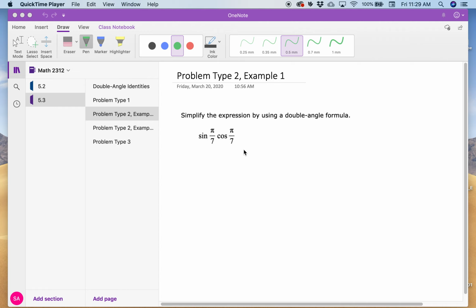Hey everybody, welcome back. So now we're going to talk about an example from problem type 2. I will also be doing another one because there's a lot of different types with this one.